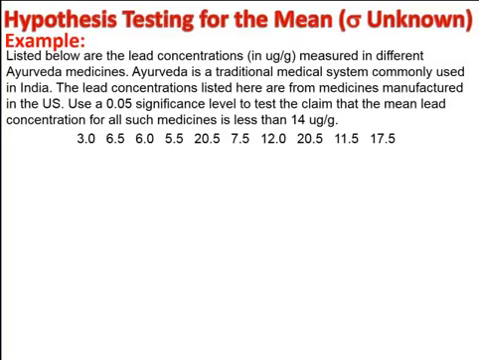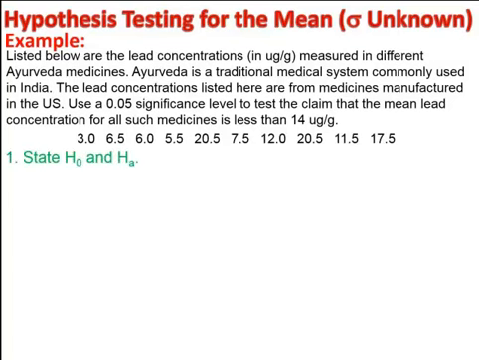The lead concentrations listed here are from medicines manufactured in the United States. Use a 0.05 significance level to test the claim that the mean lead concentration for all such medicines is less than 14 µg/g. So here's our list.